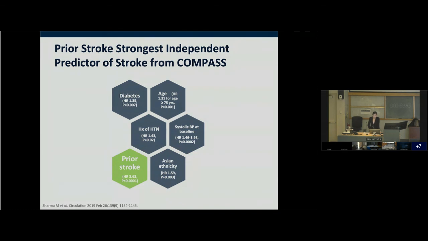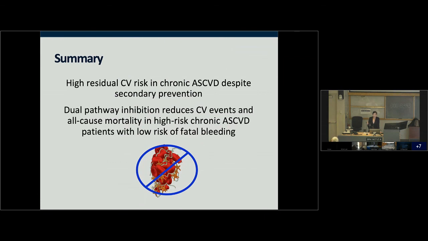Okay. But we do know from the COMPASS study that if you are in that 4% with a prior stroke and being enrolled in this study, this is a very strong independent predictor of a subsequent stroke, which goes to show that this is a good medication to consider in those patients.